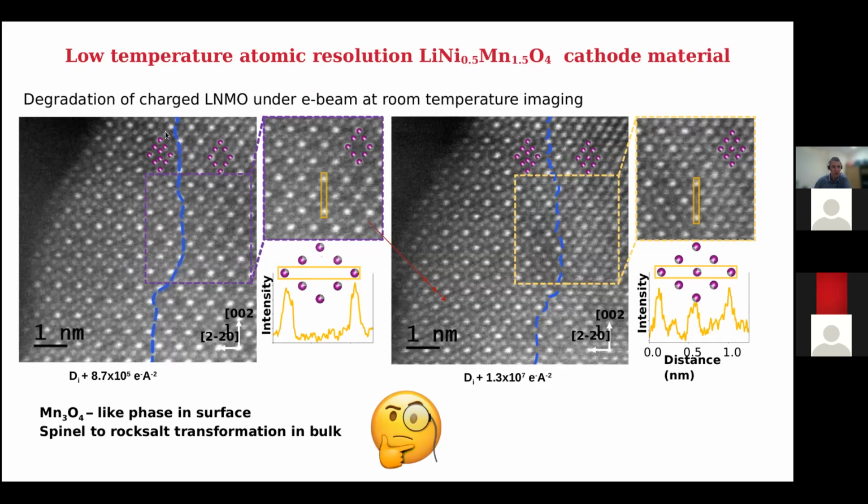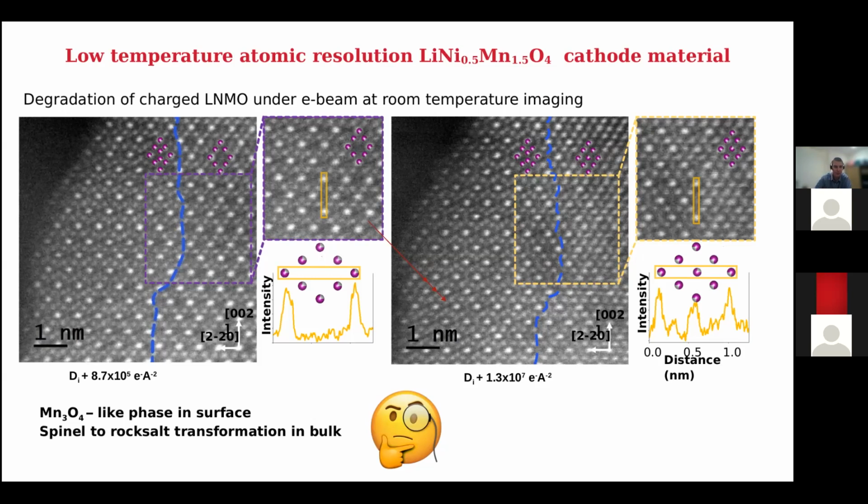All right, that's good. So some people have published that the surface of this particle is the intermediate phase, and that it is due to the cycling of the LNMO particle that has degraded the surface. But then, if we take some consecutive images of the same area, we can see that the bulk part has transformed from the initial spinel structure to the rock-salt structure. So it really means that the electron beam does modify the structure.